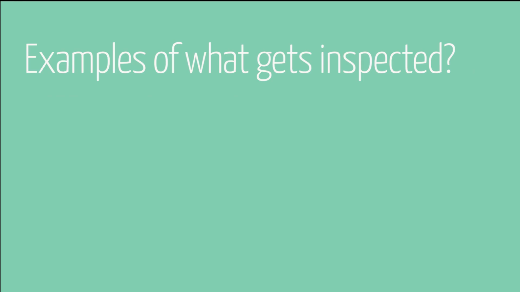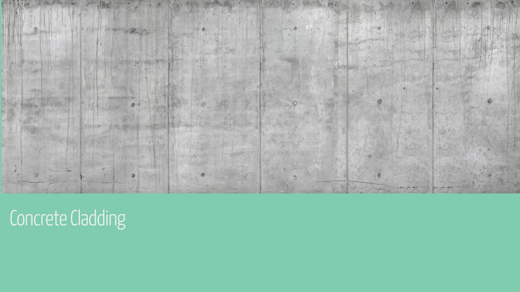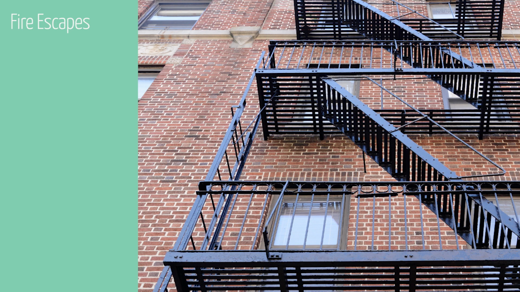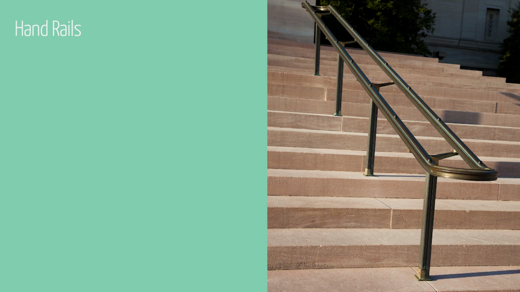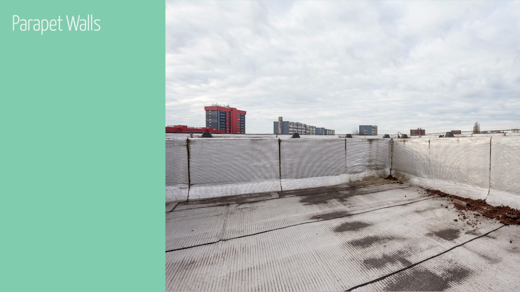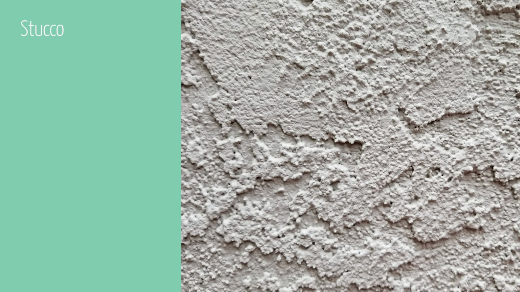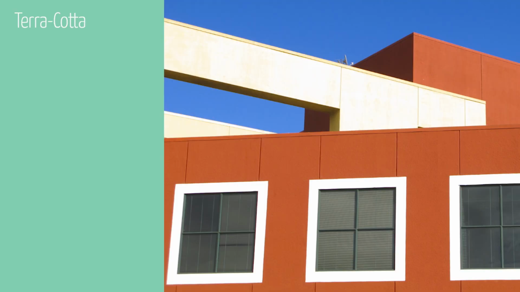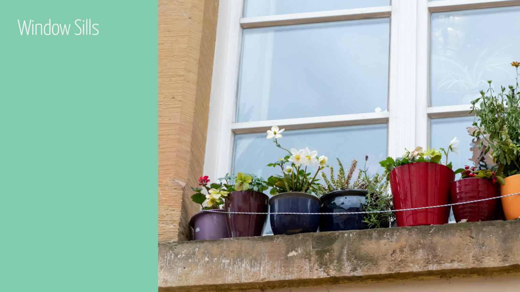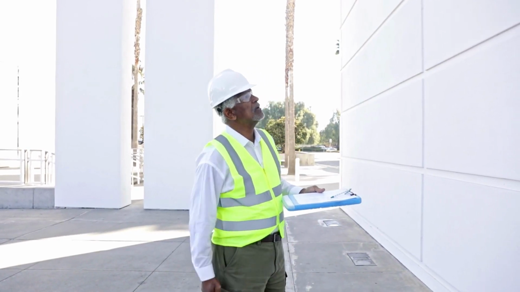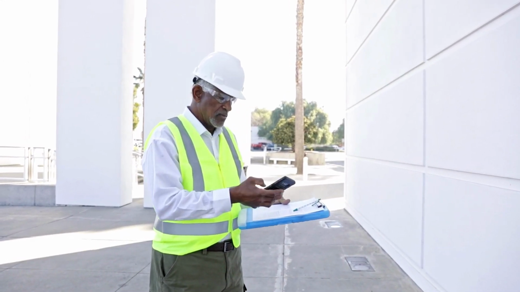Here are some aspects of the facade that are inspected. One of the main goals of these inspections is not to deal with the symptoms of the problems, but rather to fix the root cause so that the issue is resolved once and for all, while removing the hazard.